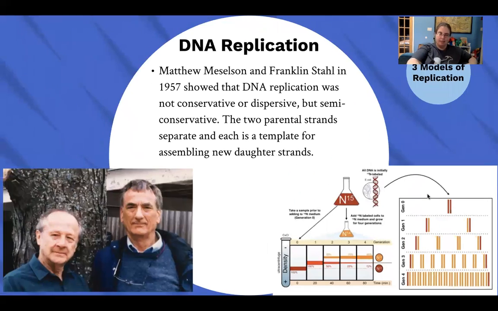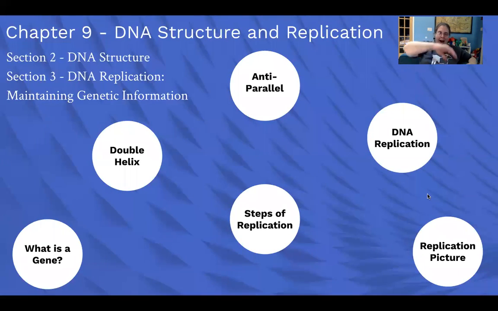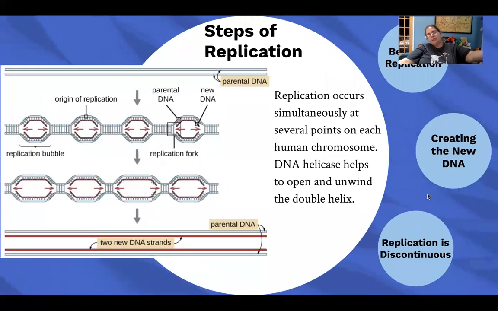All right. Well, let's talk a little bit about the steps of replication. First, let's talk about what it is. Replication is when we make another copy of our DNA. And we typically do this because we are going to get ready to divide that cell via mitosis. Anytime you go from one cell to two, you need to put the DNA in each one because it needs to know how to do its job.